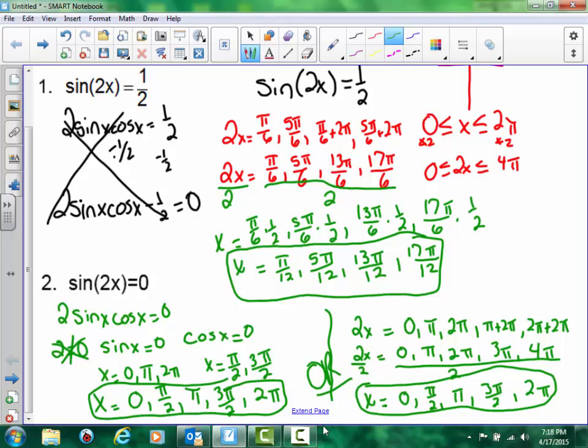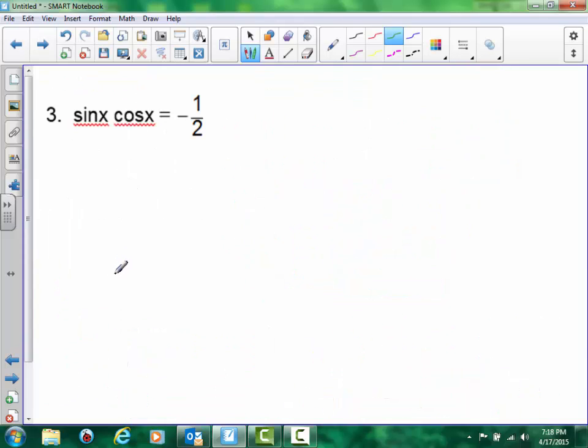You don't have to work it twice. Once will be sufficient. Okay. All right, moving on. Number 3, sine x cosine x equals negative 1/2.